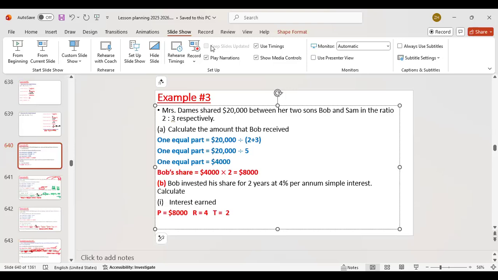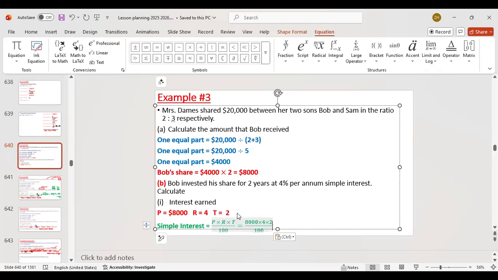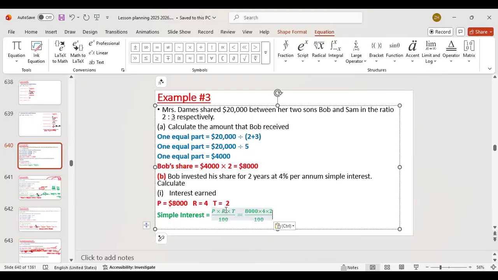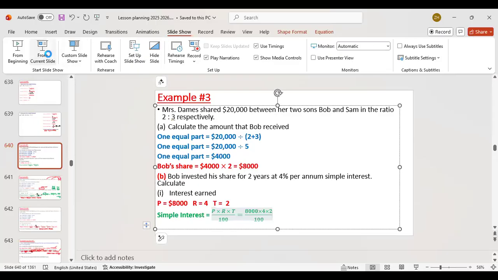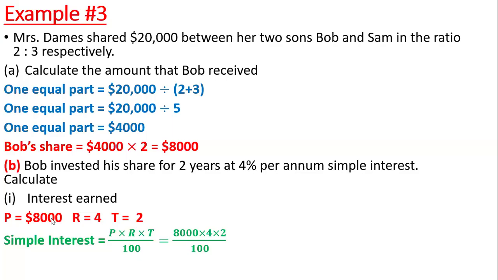Let's use our formula. Simple interest is principal times rate times time, all over 100. The P is 8,000, that's the principal. The R is 4, that's your rate. And the T is 2, that's the time, all over 100. Let's simplify this. We know that this 0 cancels with this 0, and this 0 cancels with this 0. So we're left with what?